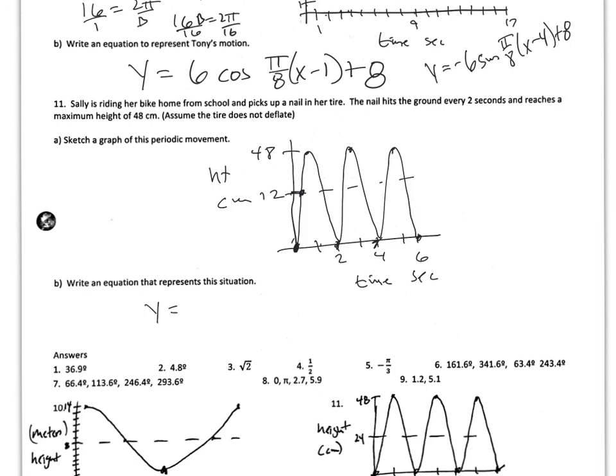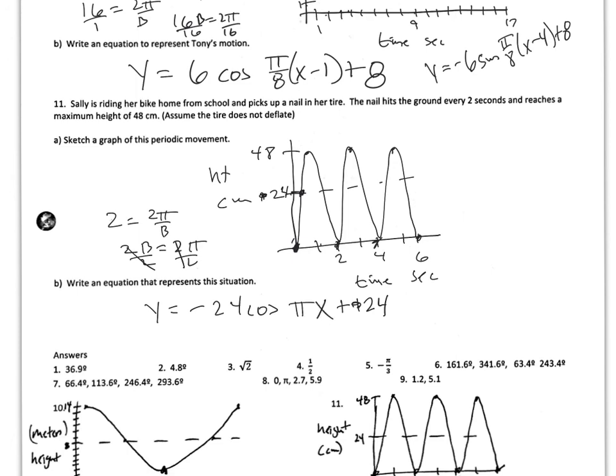So y equals, this is cosine, it's upside down, negative. Amplitude, half of 48 is 24. I'm going with cosine. The whole thing got moved up 24. So in that case, your amplitude and your shift up are the same. And our period is definitely 2 seconds. So 2 equals 2 pi over b. So 2b equals 2 pi. And so we divide by 2. Pi is the value for b.